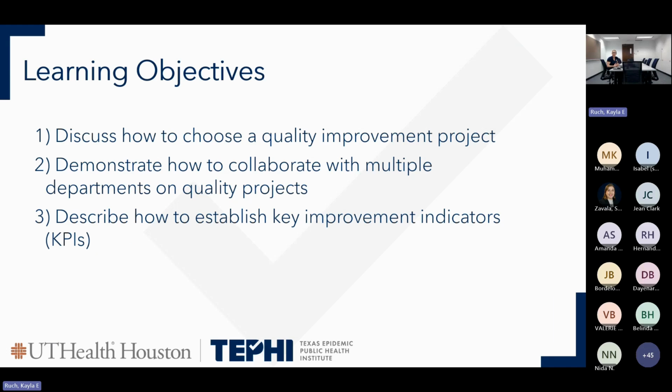Today's learning objectives are just to briefly give you an overview and a better understanding of what quality improvement is and how to really implement different projects within your facilities. We are going to discuss how to first choose a quality improvement project. Secondly, demonstrate how to collaborate with multiple departments on a quality improvement project. And then lastly, we are going to describe how to establish key performance indicators or KPIs.